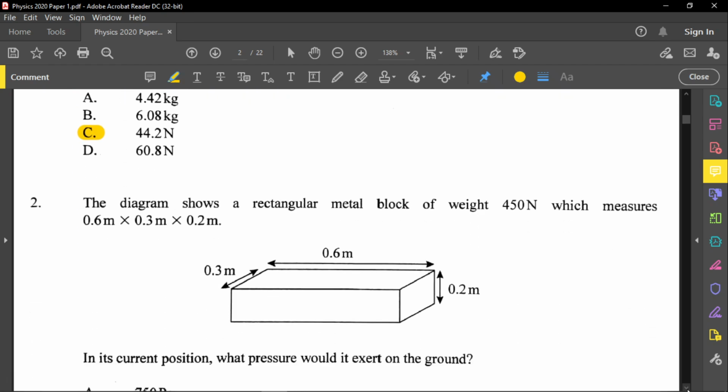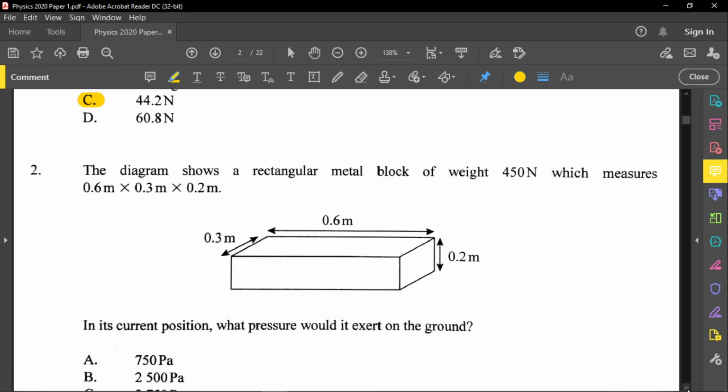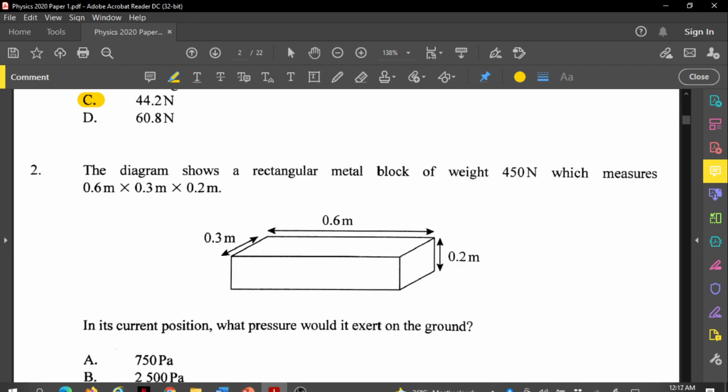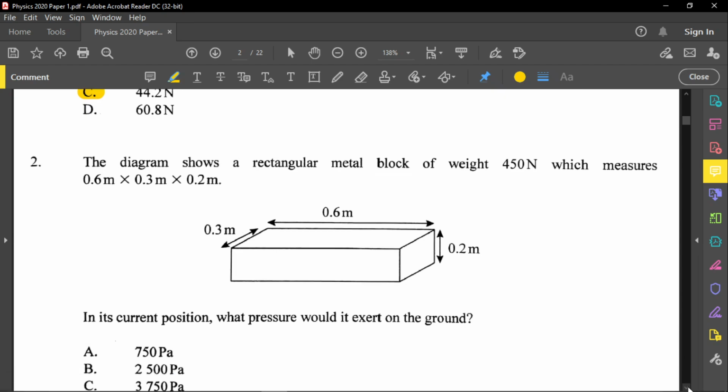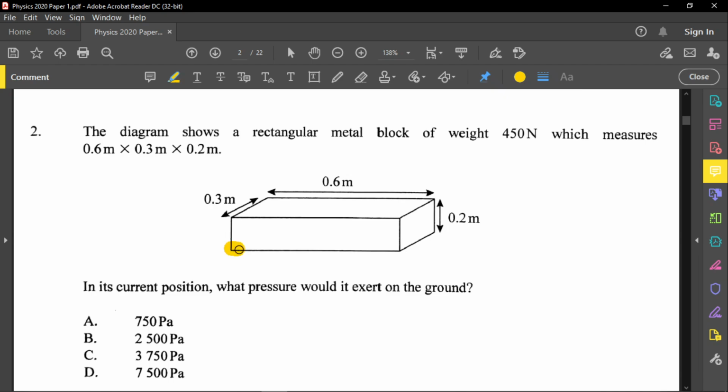For this question, it said the diagram shows a rectangular metal block of weight 450 newtons, which measures 0.6 meters by 0.3 meters by 0.2 meters. And so here now it said that in its current position, what pressure would it exert on the ground? And so you're looking at the base here, which is this portion on the ground. Okay, so you want to find the area of this space on the ground.